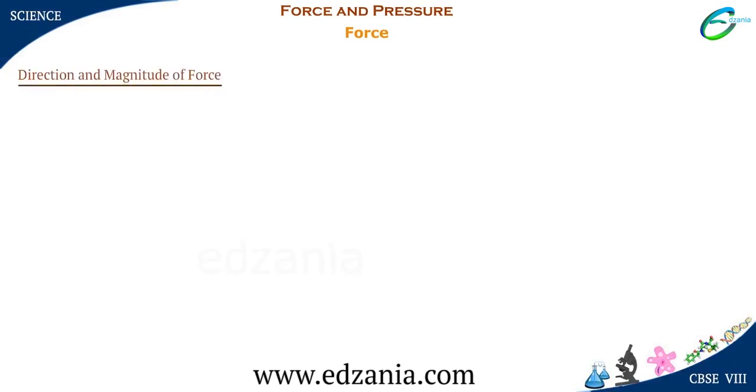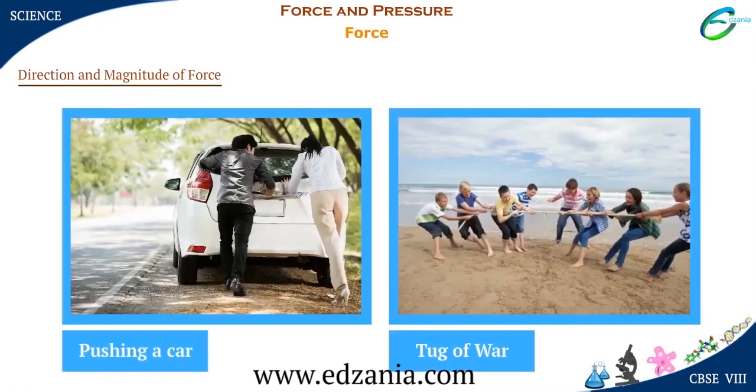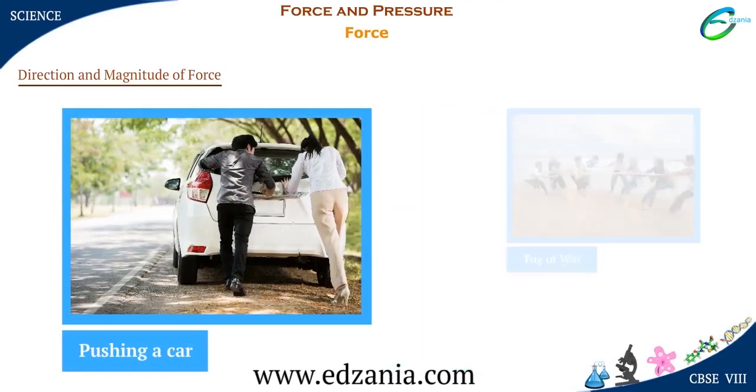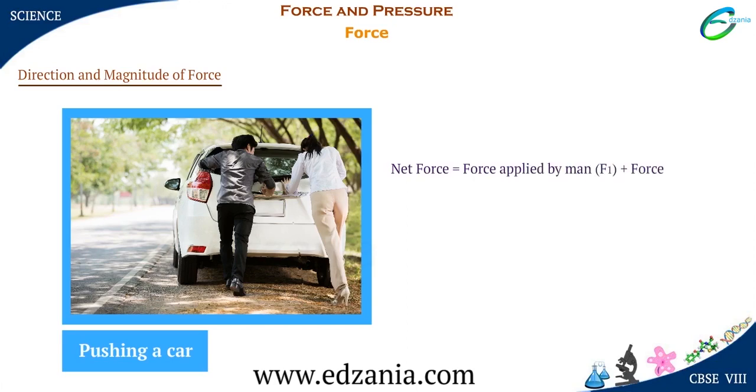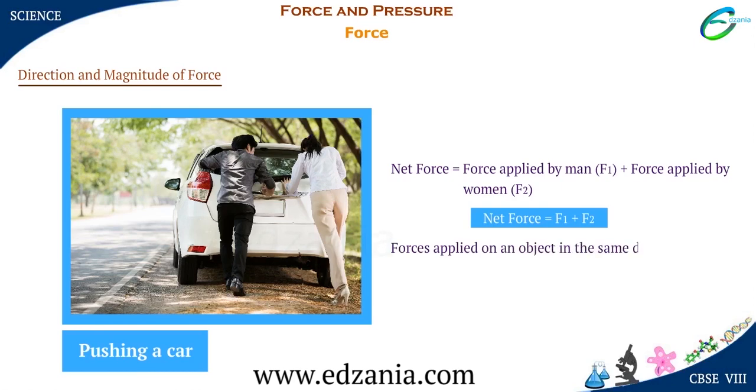Direction and magnitude of force. Can you point out the difference in the two images which are displayed on the screen? In the first case, a man and a woman are pushing a car in the same direction. So the net force on the car will be the force applied by the man plus the force applied by the woman. Forces applied on an object in the same direction add to one another.